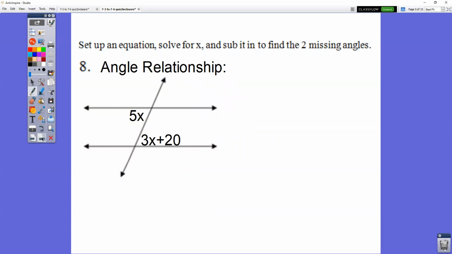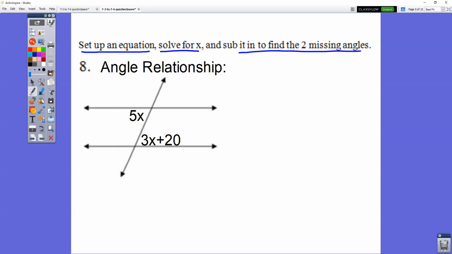The next 4 questions, you are going to have to do several things. You are going to have to name the angle relationship. By angle relationship, I mean, are they supplementary angles that you're given, alternate interior, vertical, or corresponding angles? Then you're going to have to set up an equation, solve it for x, sub it back in to find the 2 missing angles. Go ahead and do question number 8.